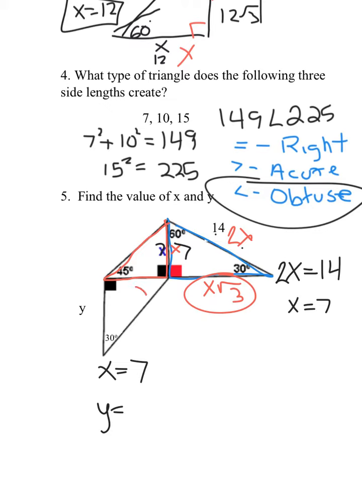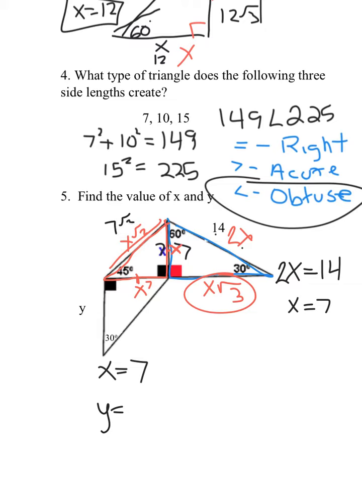In this pattern, you get x, x, x square root of 2. If this is 7, this is 7. Do I need to find this length? No. If you do, it's not a big deal, but you don't need it.